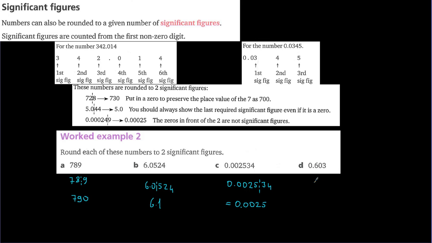Okay, the last one. The significant figures are after the non-zero digit. It starts as it was here, then the number 0.60, then 3. Okay, as you see here, the number after the line, this line I'm talking about, is less than 5. That's why this is going to stay the same also. It's going to be 0.60.